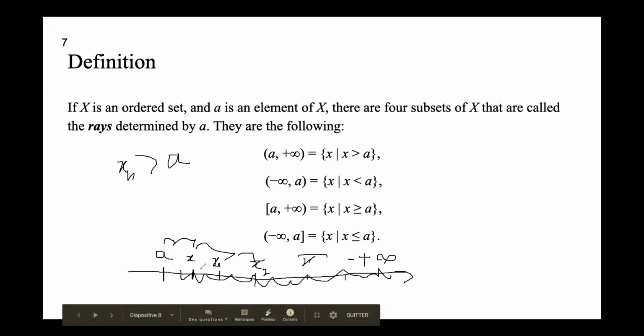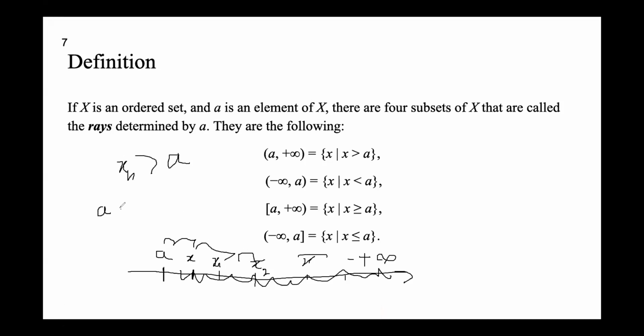And that proves that this open ray (A, plus infinity) would be equal to the union of all sets of this kind, (A, Xn), for X greater than A.